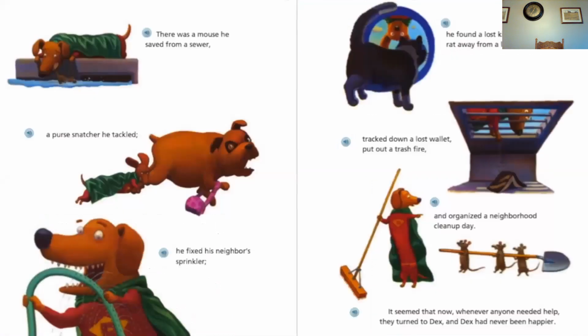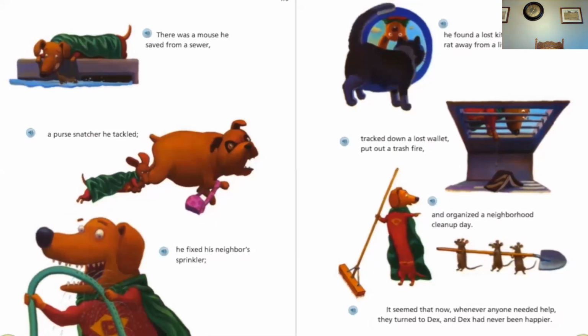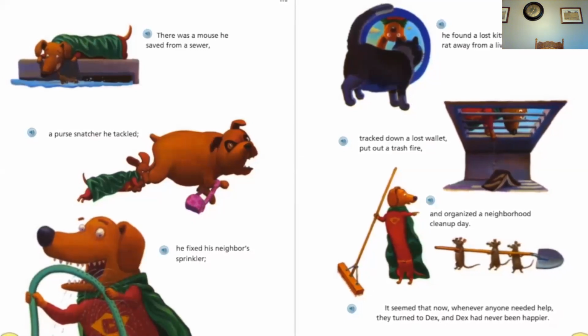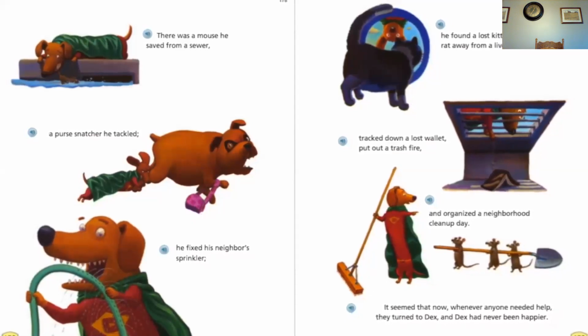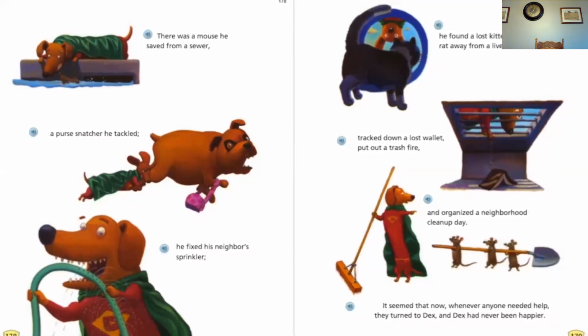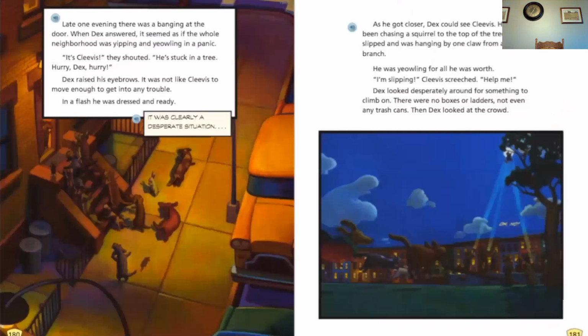There was a mouse he saved from a sewer. A purse snatched he tackled. He fixed his neighbor's sprinkler. He found a lost kitten, pulled a rat away from a live wire, tracked down a lost wallet, put out a trash fire, and organized a neighborhood cleanup day. It seemed that now, whenever anyone needed help, they turned to Dex, and Dex had never been happier.